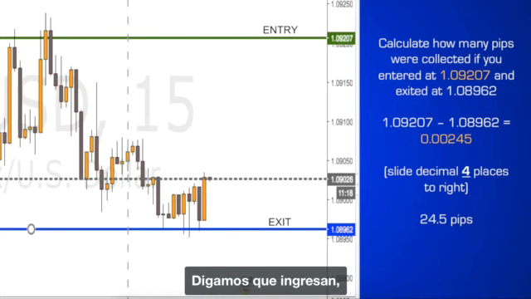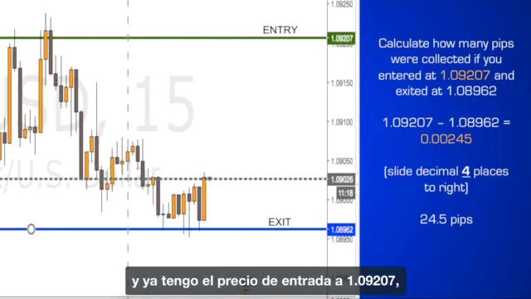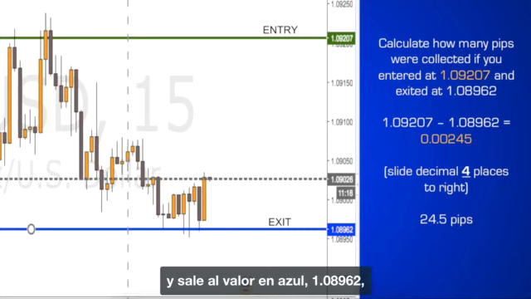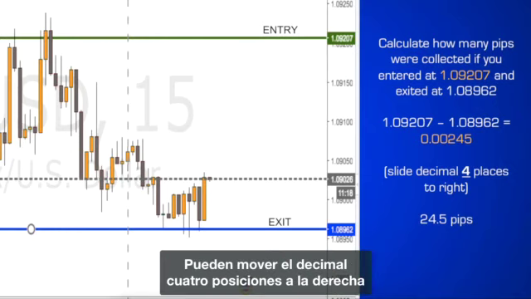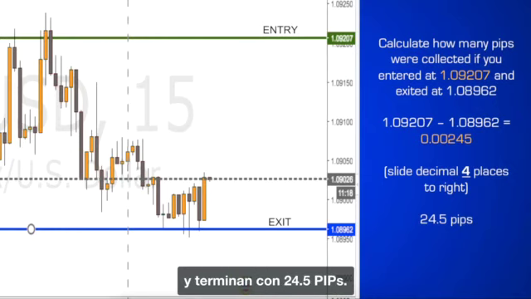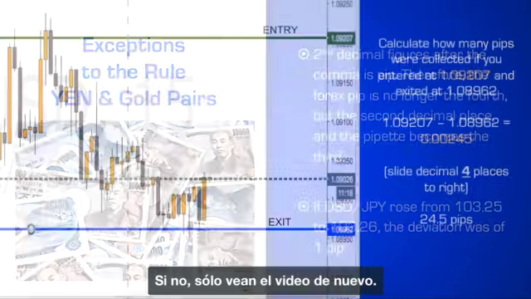So let's say you enter, and I already have the entry price at 1.09207, and you exit where the blue is, at 1.08962. What do you do? You get it. You subtract those numbers. It's going to equal 0.00245. You can slide the decimal over 4 places to the right, and then you end up with 24.5 pips. Hopefully this is getting more simple. If not, please replay this video.